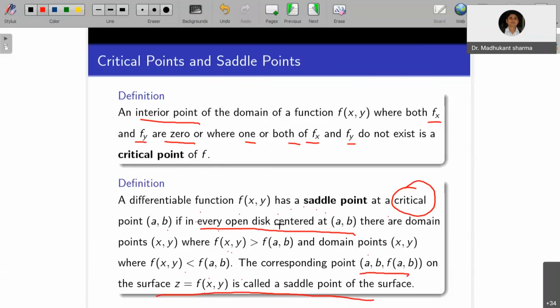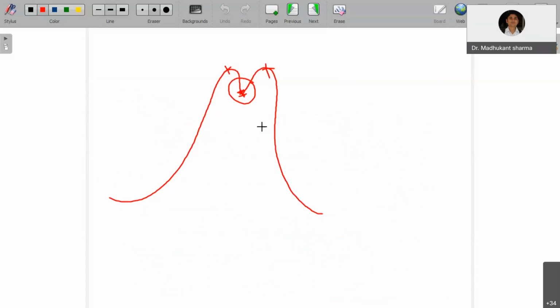Now I think it is clear in this picture why I told you this is going to be the saddle point. Whatever open disk you choose here, you will certainly find some points beside it which lie above, and somewhere here you will have points which lie below.